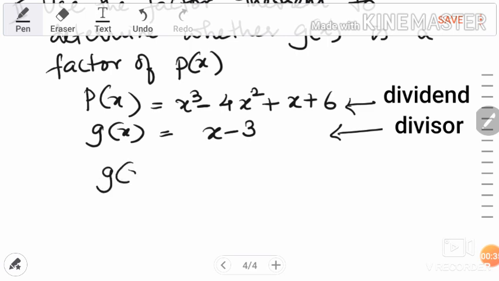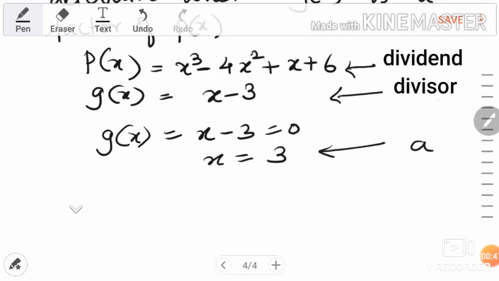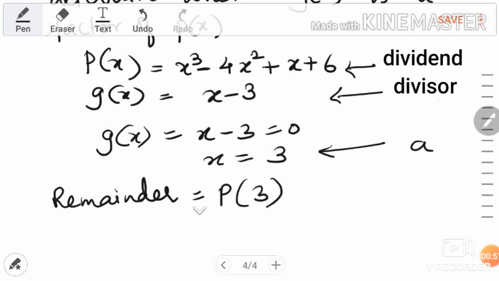Equate g of x polynomial to 0. So we get x equal to 3. This is the value of a in the theorem. Now we find the remainder. The remainder will be the value of polynomial at a, which is 3. So value of polynomial at 3.